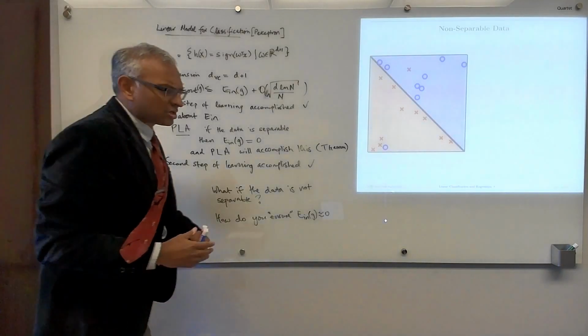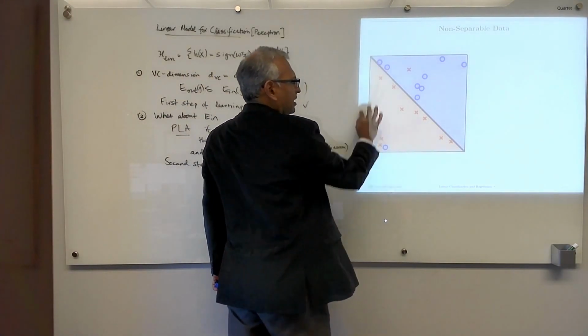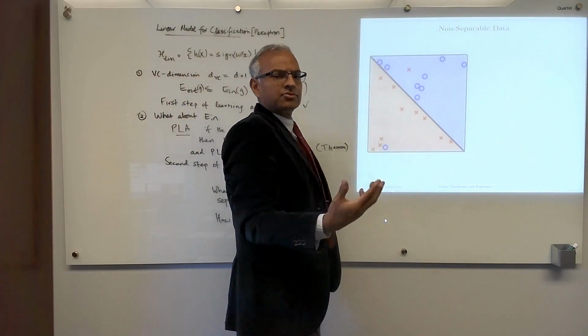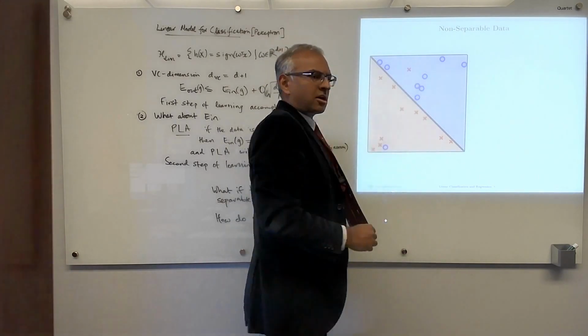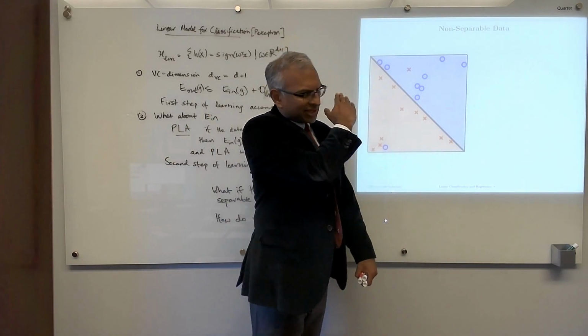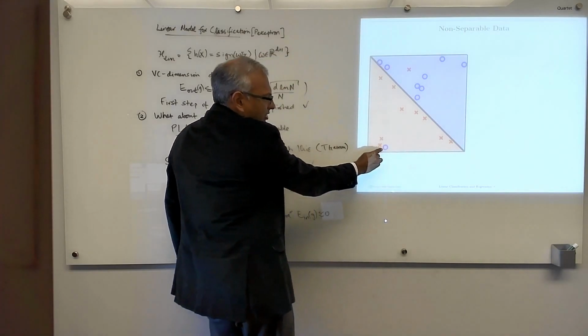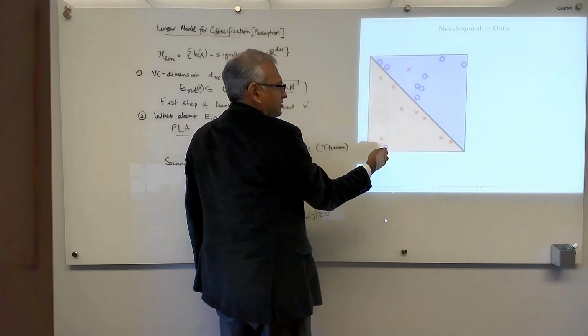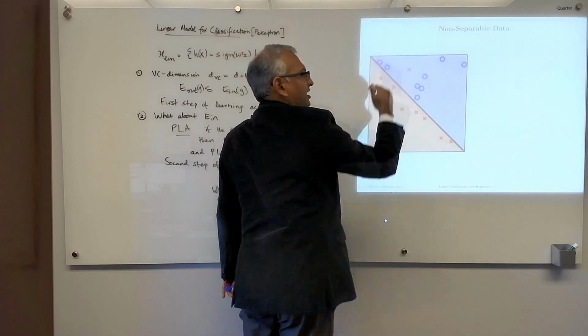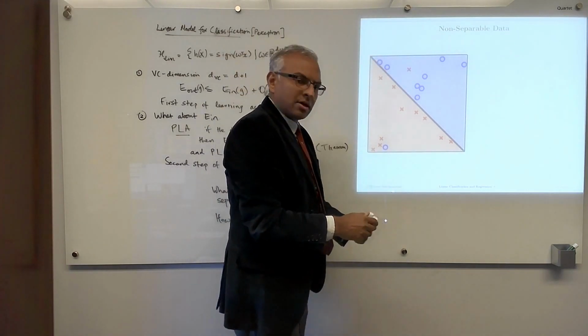Okay, so here's some non-separable data. Think age, income. The red X's are applicants who defaulted on credit. The blue circles are applicants who paid off their credit. We'd like to separate them with a line. You cannot, because this data is not separable. So here, this blue circle is an error, because this line says red. That red X is an error, because the line says blue. Okay. Now, PLA. What will PLA do?